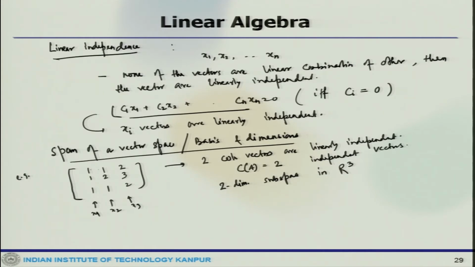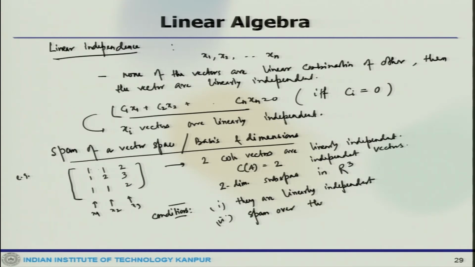Now, the conditions of being basis vectors. There are two conditions for being basis vectors. One, they are linearly independent. Two, they span the space. So, these are the conditions for being basis vectors.